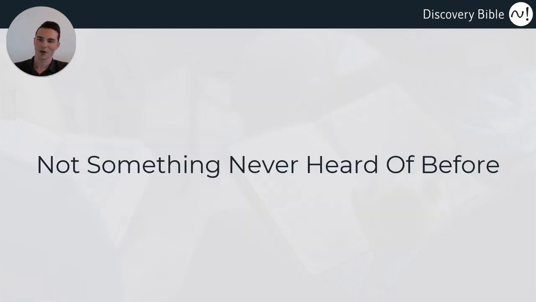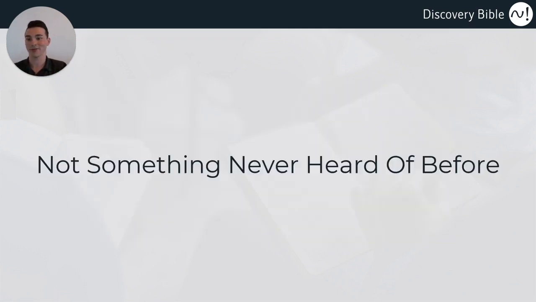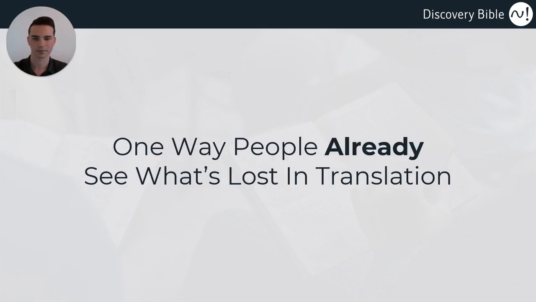This is not something never heard of before. As you can see in the Bible Hub one, Bible Hub is one of the most widely used Christian Bible websites, and it's got it right there for people who have the trained eye to be able to see. And so not only am I trying to give you a better understanding of how it happens, I also want you to have even more confidence that this is not unheard of before. We're just making it accessible to you in a different way. So the Parsed Interlinear is one way people see what's lost in translation.